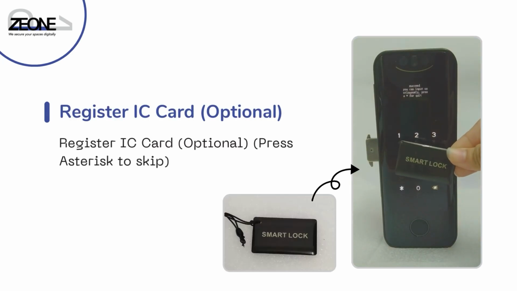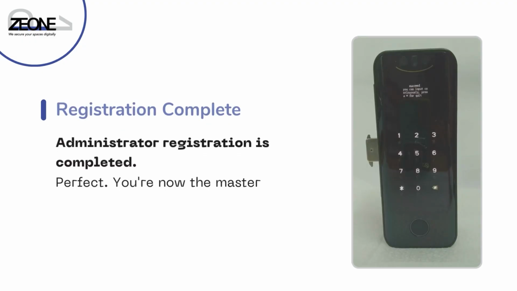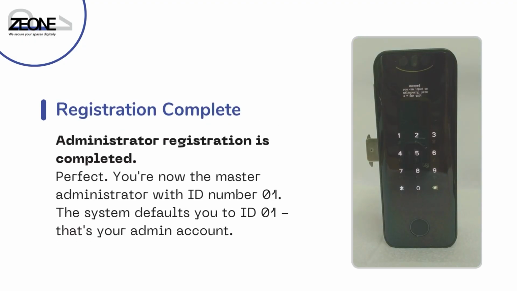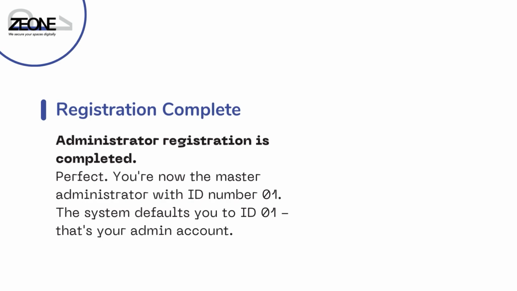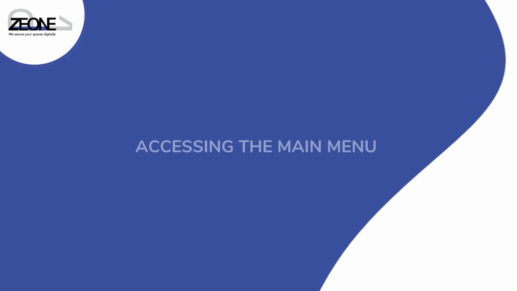Register IC card. Register IC card or press asterisk to skip. Registration complete. Perfect. Now you're the master administrator with ID number 01.